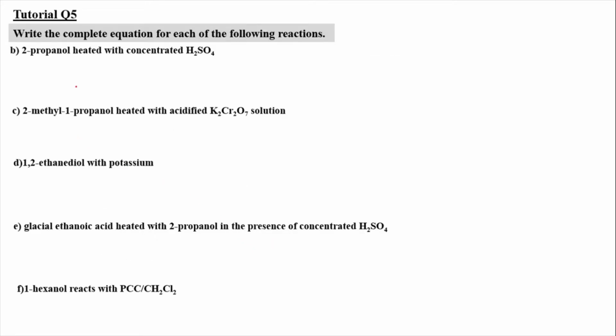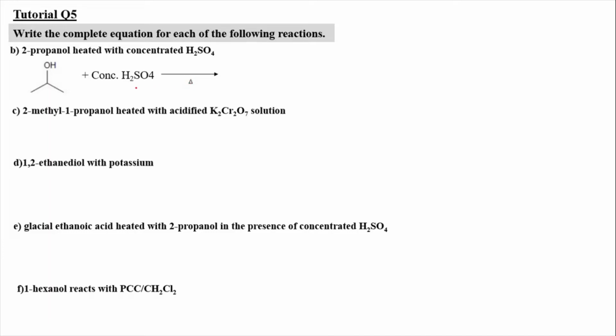So for tutorial question 5, we have to write the complete equation for each of the following reactions. For B, we have 2-propanol heated with concentrated H2SO4. So propanol will have 3 carbons, and at carbon number 2, it's going to be attached with OH. And then this is going to be heated with the concentrated H2SO4 at high temperature. Okay, so here refers to a reaction that is being heated.